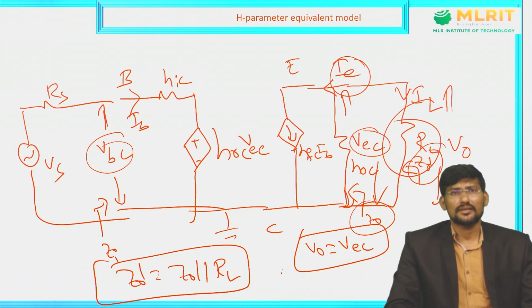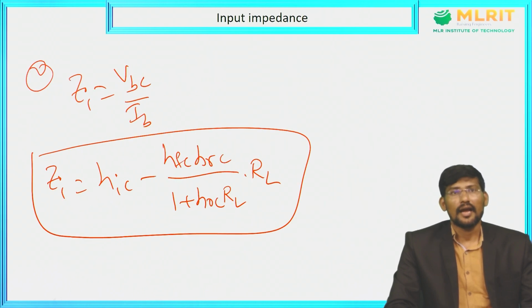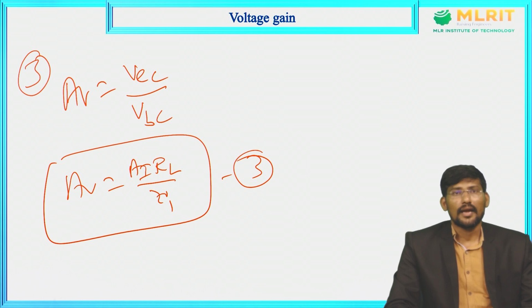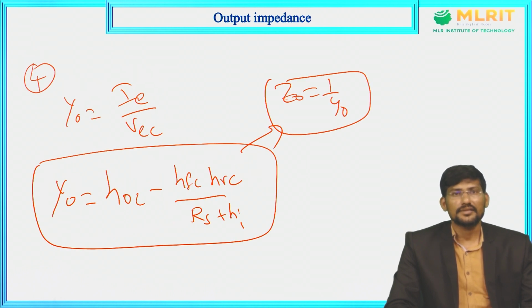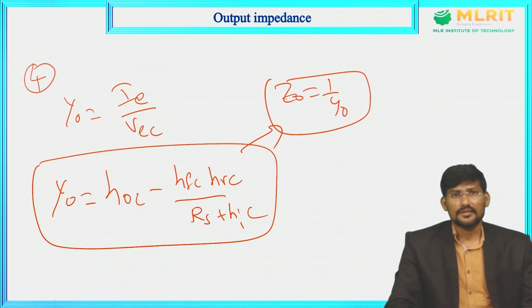Now we discussed the AC analysis of the circuit and the H parameter model of the common collector amplifier. The current gain expression is minus HFC by 1 plus H0C into RL, and input impedance is HIC minus HFC HRC divided by 1 plus H0C into RL, and the voltage gain expression is AI RL divided by ZI, and output admittance is H0C minus HFC HRC divided by RS plus HIC. These parameters are useful to analyze the characteristics or behavior of the common collector amplifier.